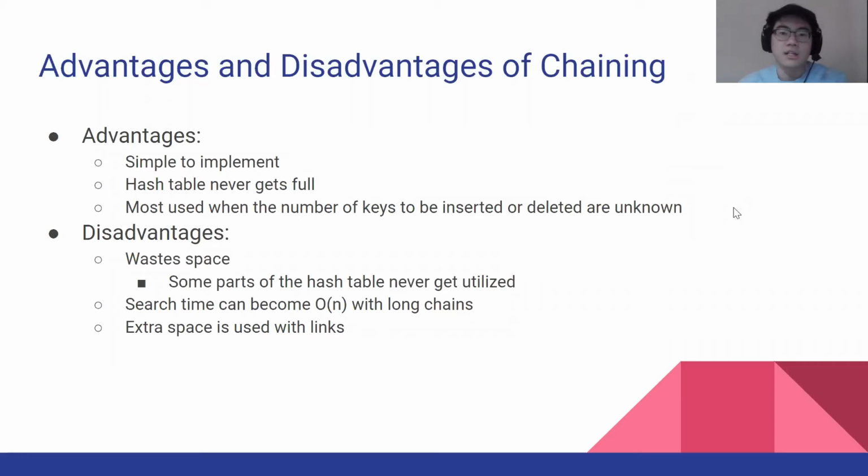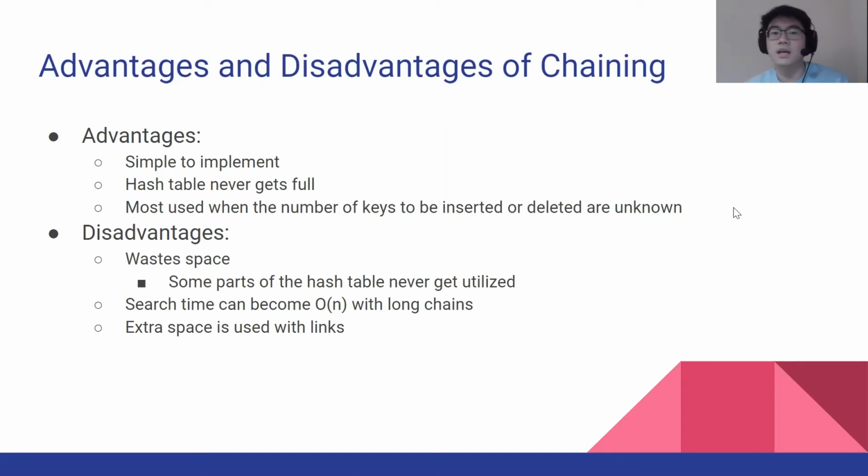So here are some advantages and disadvantages of chaining. Starting with advantages, first off, it's simple to implement. It is an array where each cell has a linked list, and every time a collision occurs, you throw the new object in that cell's linked list at the end of the linked list. And hash tables also never get full because you're just appending to the linked list instead of sending each object to different cells of the array.